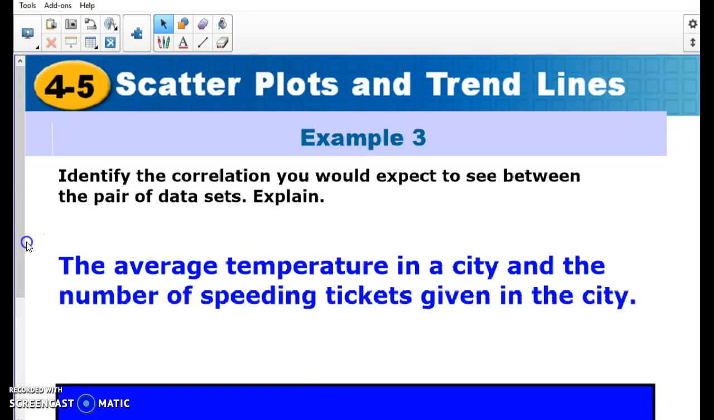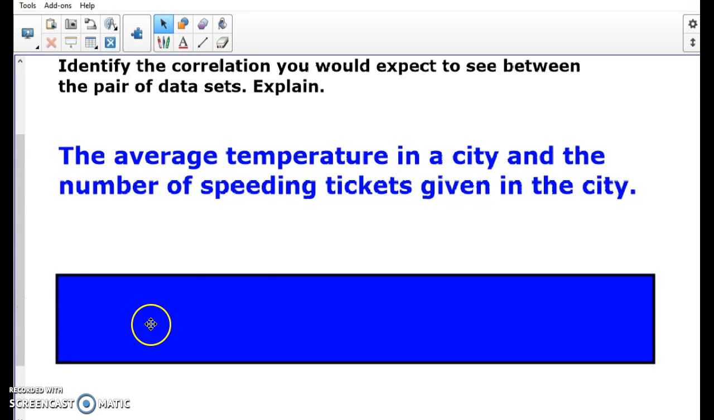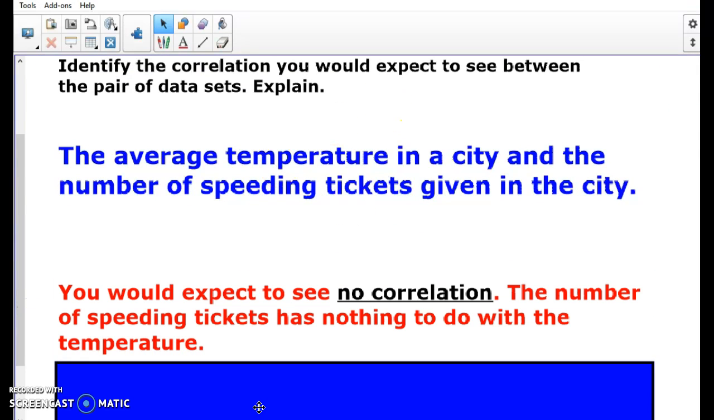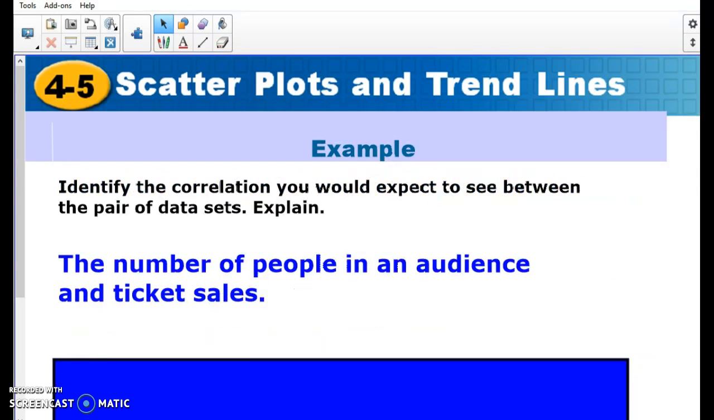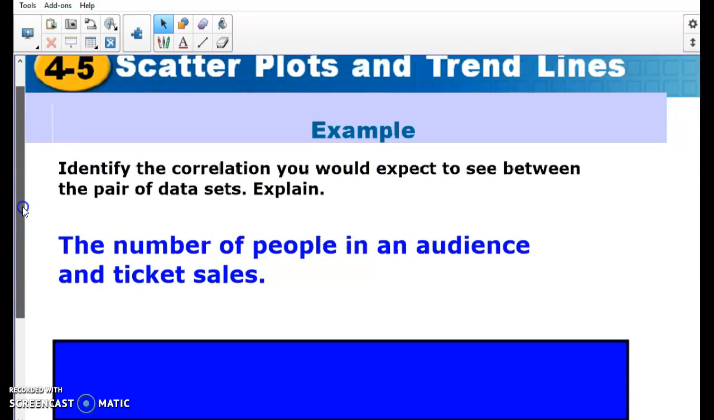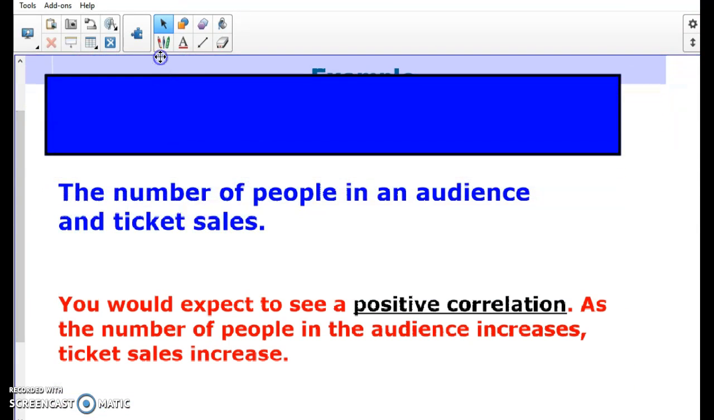So there's no graph here, but we just have to say what the correlation is. The average temperature in a city and the number of speeding tickets given. This one's going to be a no correlation. Does not matter if it's warm or cold. You can still get a speeding ticket. So there's really nothing that goes with speed and the temperature in a city. Number of people in an audience and ticket sales, well, that's going to have a positive correlation. The more tickets you sell, the more people are in the audience. So both of those are going up.